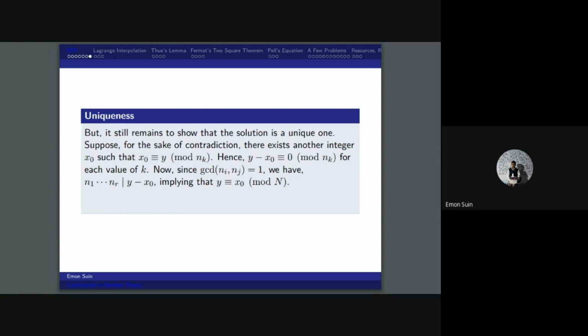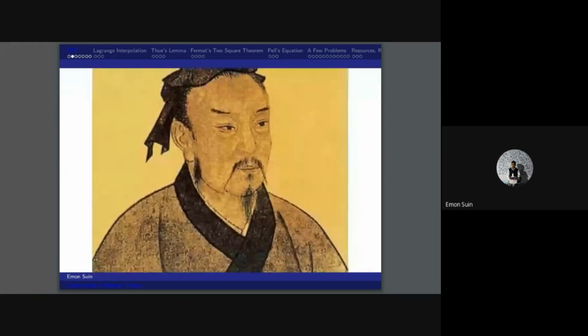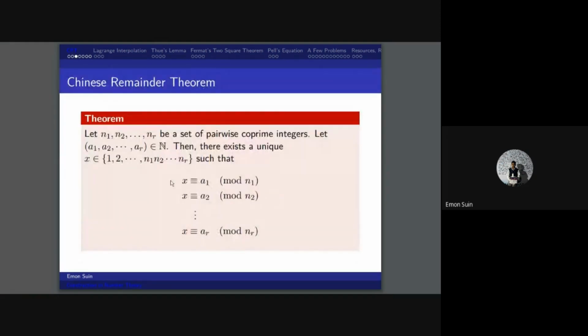So that means what? We had over here this thing that x will belong to the set 1 to n1, n2, and so on to nr. That means it will basically belong to the set 1, 2, and so on to the capital N.